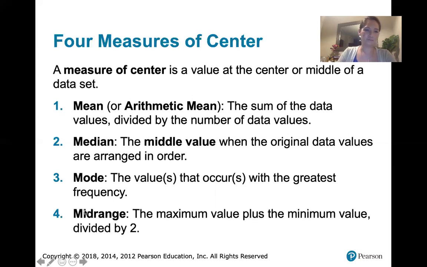But the value that occurs the greatest number of times, with the greatest frequency, that's called the mode of the data set. And then the mid-range just comes from taking the mean of the maximum value and the minimum value in the data set. So you take the max value, you add the minimum value, and you divide by 2. And that's called the mid-range.